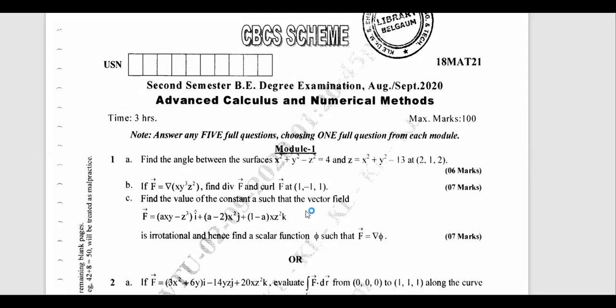Write this question for homework. F bar is AXY minus Z cube i plus A minus 2 into X square j. Outside you have some variables, take care. Plus 1 minus A into XZ square k. Is it irrotational? Then find A. That is the question. And hence find the scalar potential function phi such that F equals del phi. Will you tell me the answer of this in the next class? Because I want to start with the next concept. Is it okay? Yes, ma'am.